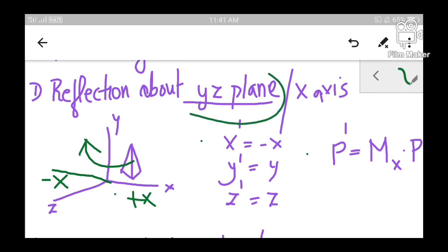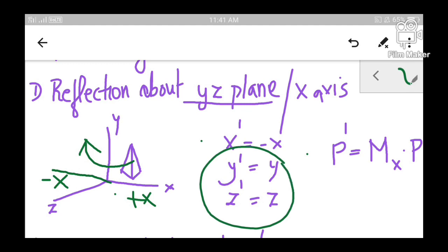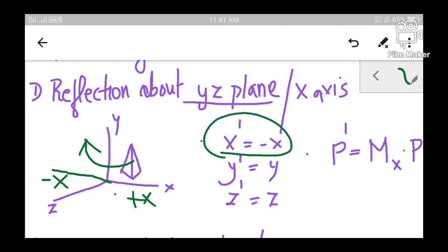So in reflection about YZ plane, y and z will not undergo any sort of change, whereas x becomes negative. So I can write these equations: x dash equals minus x, y dash equals y, and z dash equals z. Here y and z do not change, only the x becomes negative. That is, after reflection, the new x becomes negation of previous x, new y is previous y itself, new z is previous z itself. So these are the equations for reflection about YZ plane or reflection about x-axis.